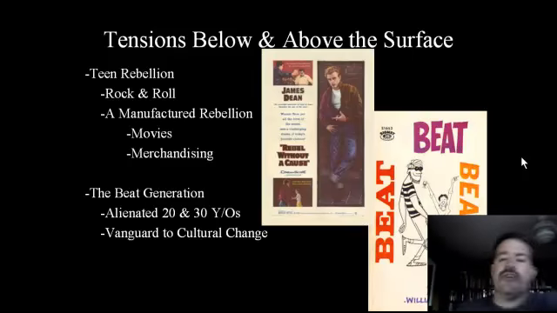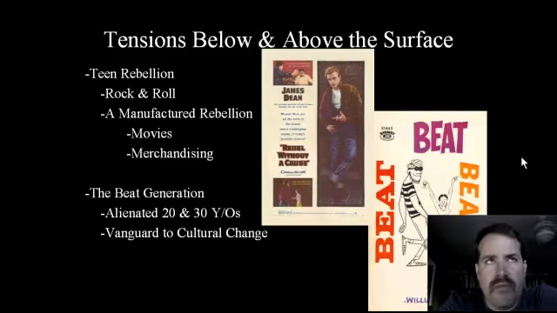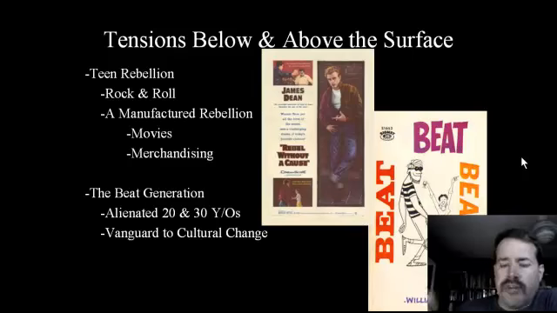However, there is another group that is truly more rebellious, if you will, and radical in the 1950s. These are the so-called beatniks of the Beat generation. Who are the beatniks? Well, the beatniks are alienated young Americans in their 20s and early 30s. Some even are old enough to be considered, quote, World War II generation.